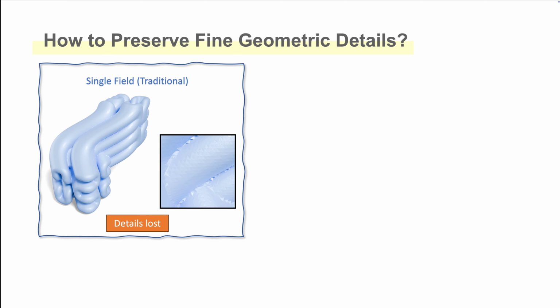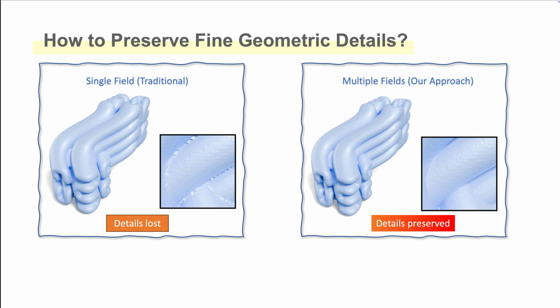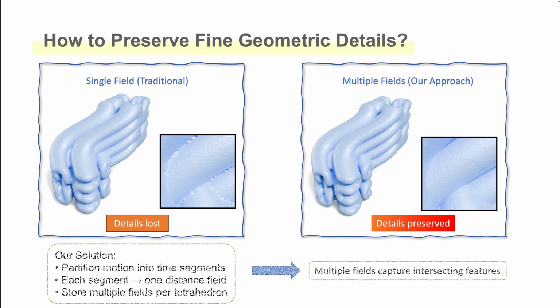Our solution uses multiple distance fields. The same region, computed with our method, preserves all the fine features clearly. Here's how it works. We partition the motion into time segments. Each segment generates its own swept volume, and each swept volume contributes a distance field. A single tetrahedral element stores multiple fields, one for each relevant time segment. The key insight: multiple fields capture intersecting features that single fields miss.